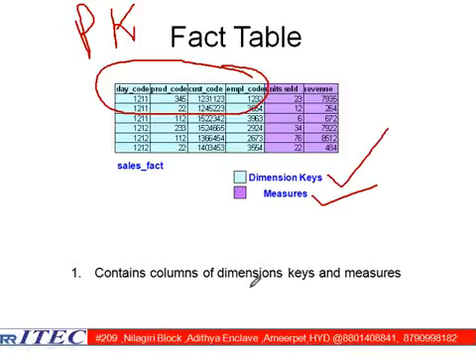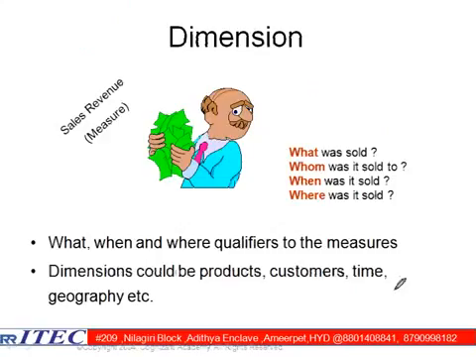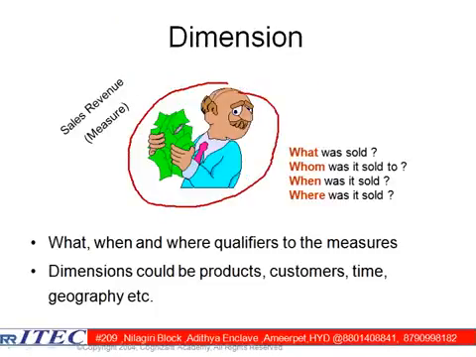The table contains dimension keys and measures. What do you mean by dimension? Once my business user has some revenue here, this is the revenue. This revenue I got from where? That's my question. Then if I turn my head back, I need to understand what I sold and how I got this money.